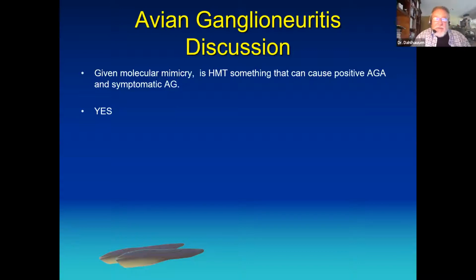Correct. And if you just run a basic CBC, you ought to be able to pick up heavy metal toxicity. You're going to see immature red blood cells and reduced hematocrit. With Bornavirus, avian ganglioneuritis, usually these blood tests are normal, until the bird is really bad. Agreed. Okay, next question, Bob.